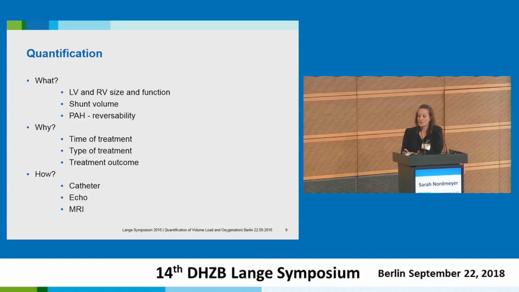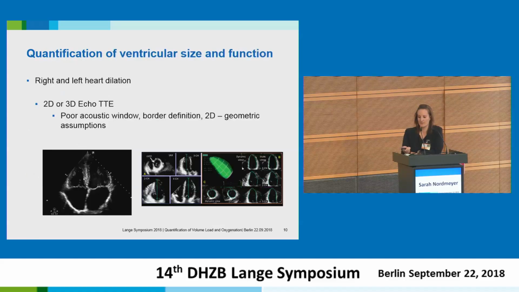Why do we want to do that? We want to optimize time and type of treatment. We want to optimize treatment outcome and monitor treatment outcome. And how can we do it? We can use cardiac catheterization, echocardiography, or magnetic resonance imaging.